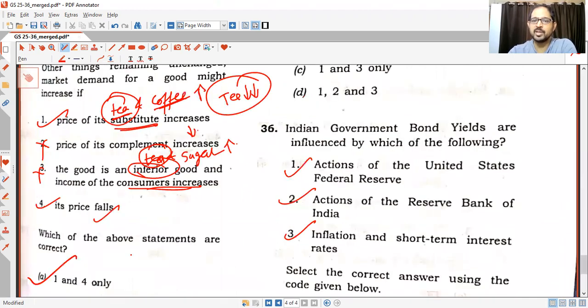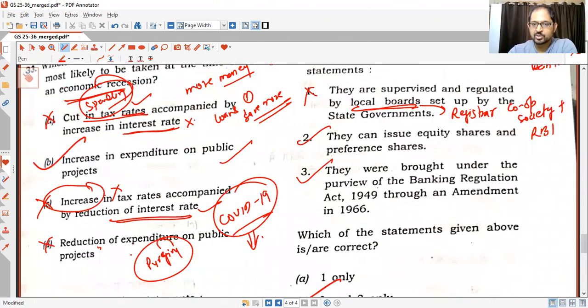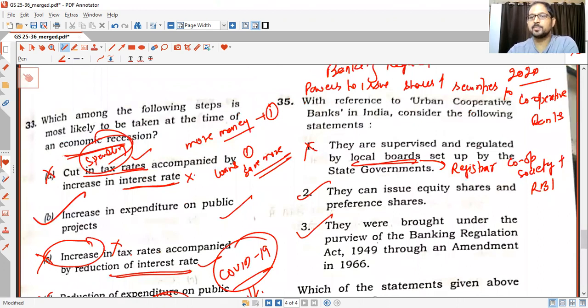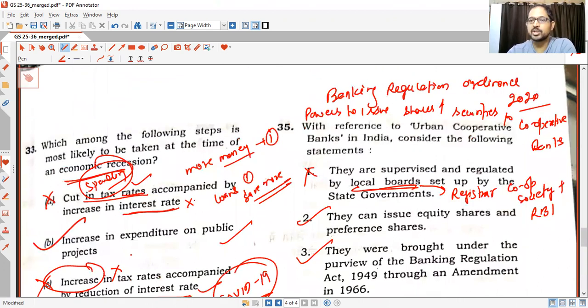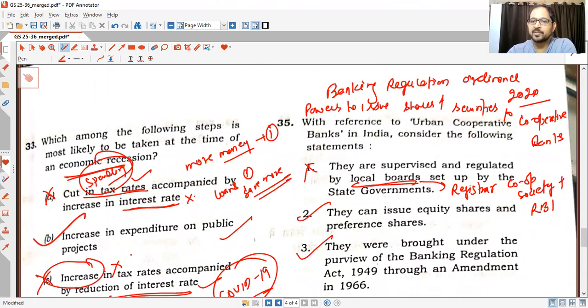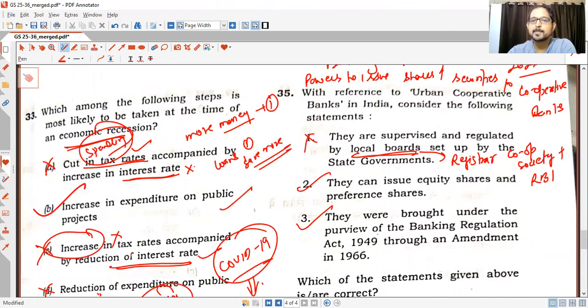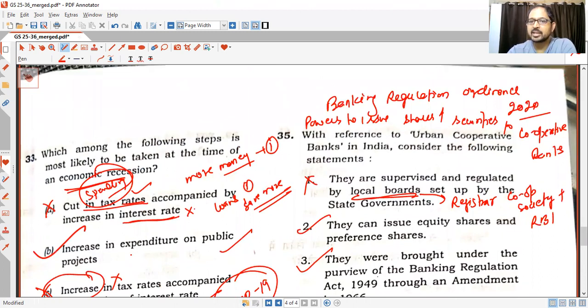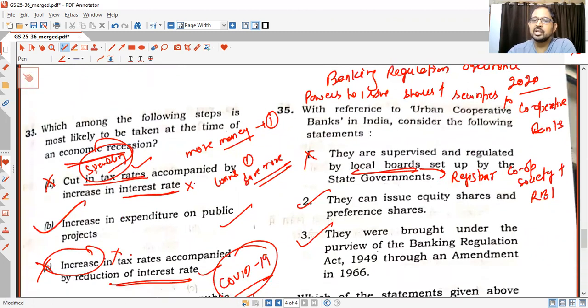Moving on to question number 35. So this was a bit of current affairs, not directly current affairs. With reference to urban cooperative banks in India, consider the following. Recently, the Banking Regulation Ordinance 2020 was introduced. If you have read about it, under this ordinance, cooperative societies were given power to issue shares and securities. So point 2 is correct.